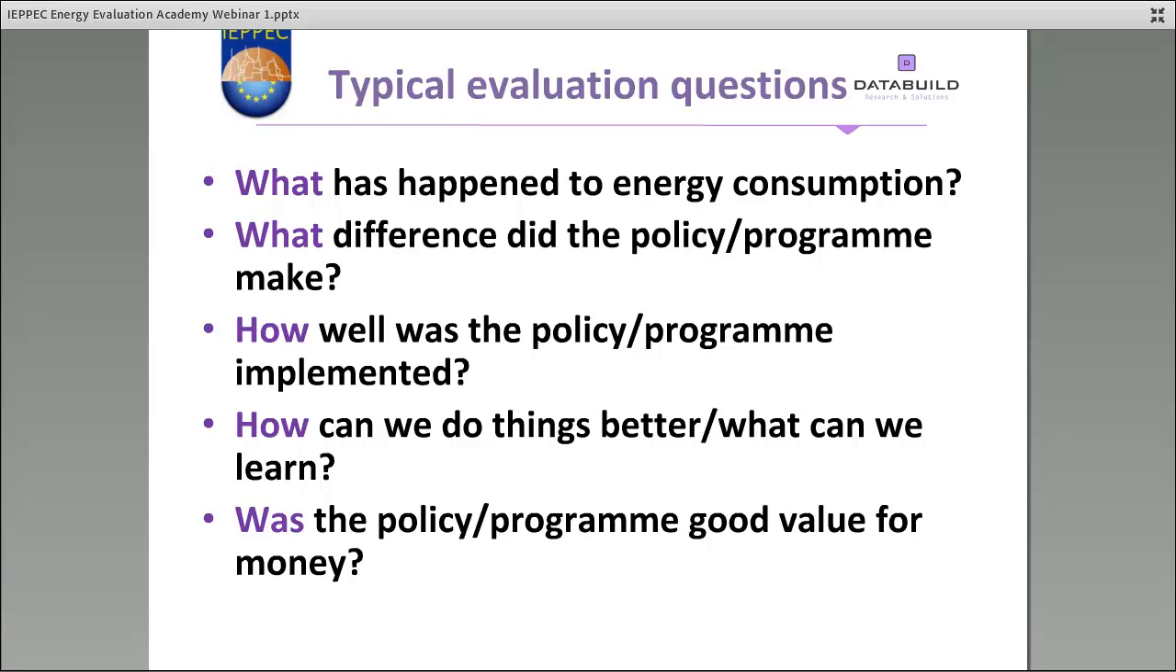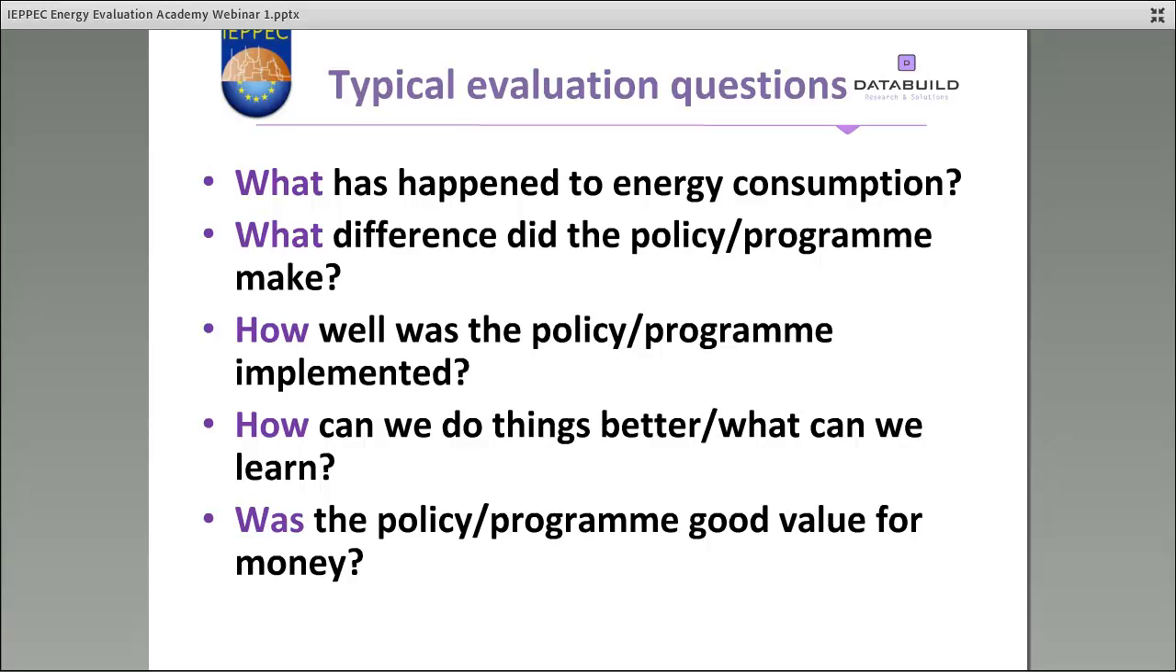You'd normally develop some high-level evaluation questions, which might look a bit like this, and then you'd ask sub-questions underneath it. So, for example, what difference did the policy or programme make? Did it make a difference? Was the difference different for different user groups? Gosh, 3 differences in one sentence. Was the policy or programme good value for money? You might then look at different elements of the policy or programme and say, were each of those good value for money? So you would expand on those evaluation questions in planning the evaluation.